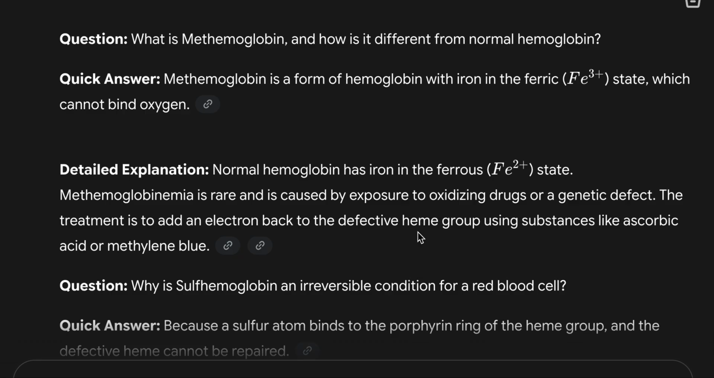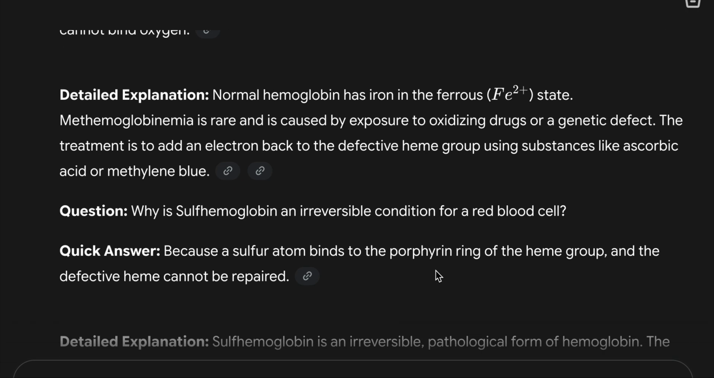Methemoglobinemia is rare and is caused by exposure to oxidizing drugs or a genetic defect. Those oxidizing drugs take the iron from the ferrous Fe2 plus state and turn it into the ferric Fe3 plus state. The treatment is to add an electron back to the defective heme group using substances like ascorbic acid or methylene blue.